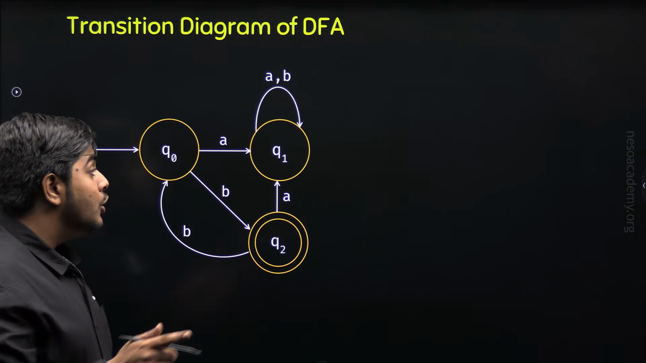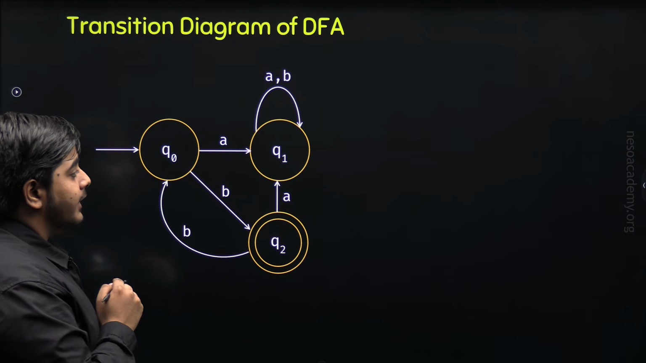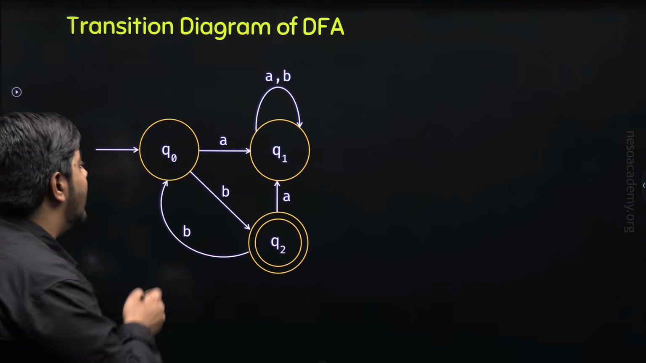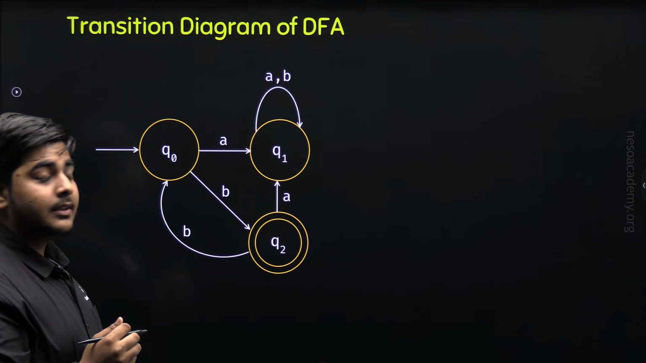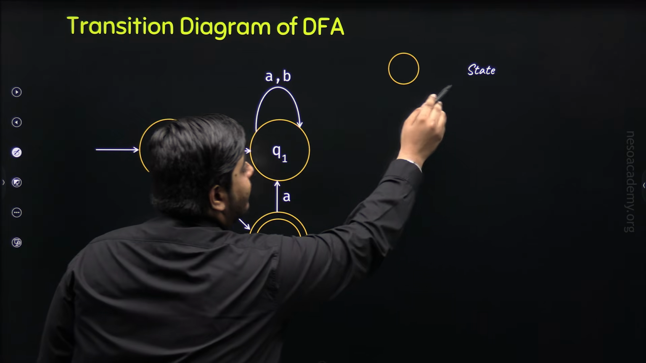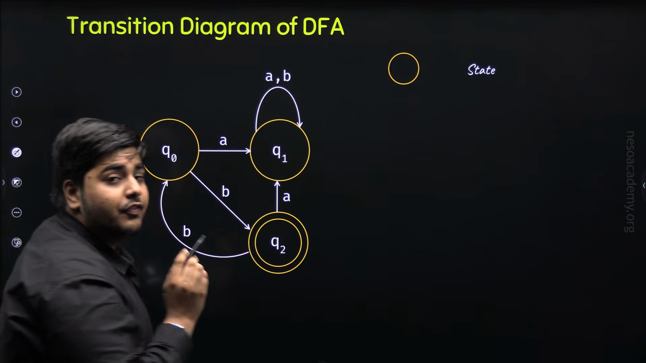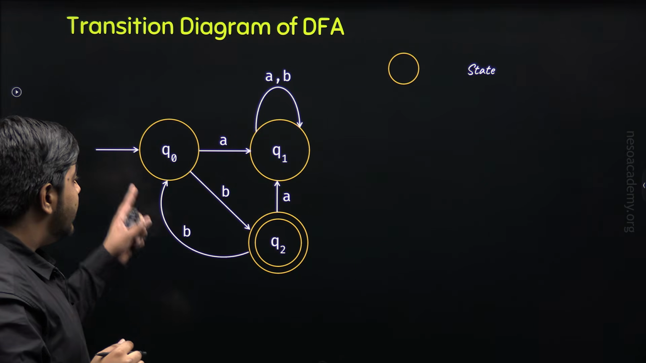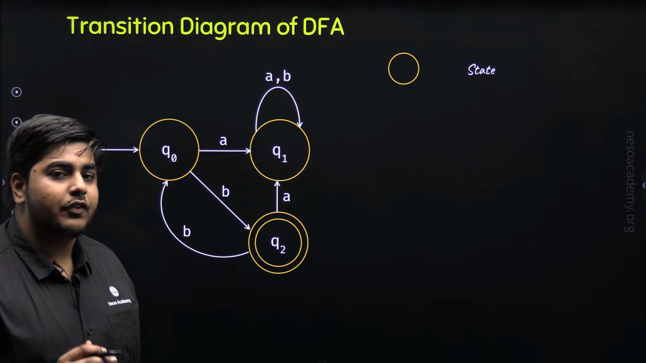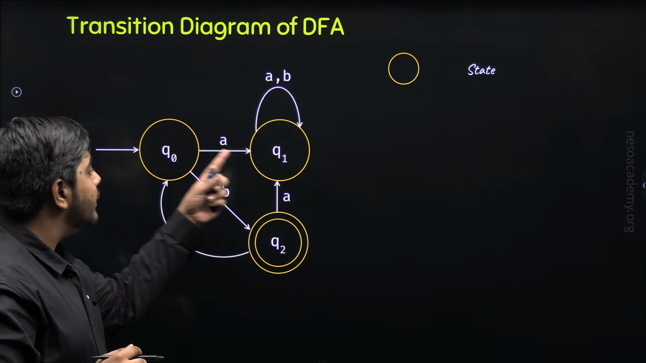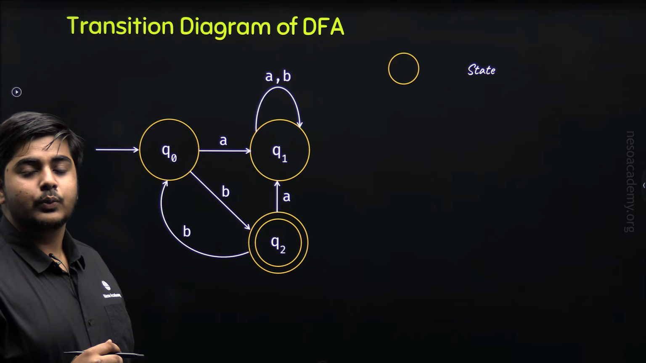So now we are going to understand each of these parts of this DFA one by one. So the most prominent part that you can see in this diagram are these circles. So what are these circles? These circles are the representation for the state of a DFA. That means these three circles represent the three states of DFA, that are Q0, Q1 and Q2.